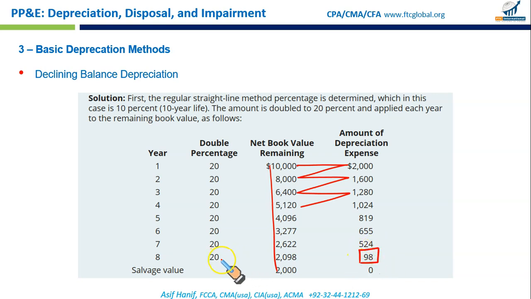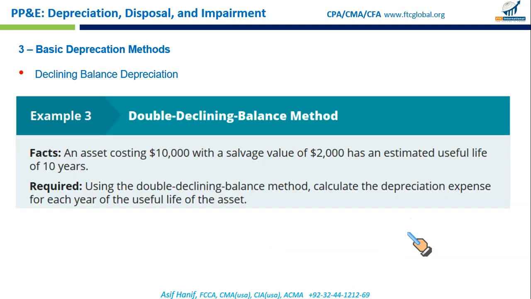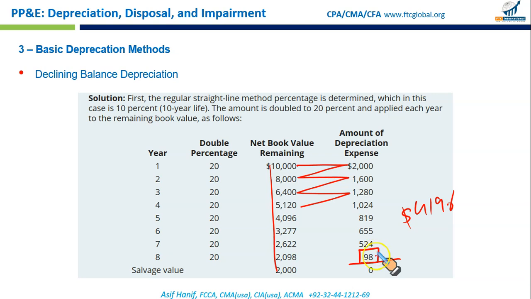Let me tell you, if you calculate 20% of 2,098, it's 419.6. We can't charge this depreciation, because if we do, then the net book value will fall below the amount that we are supposed to consider, 2,000, right? So that's why we will charge the balancing amount. If you add all these, it will total to $8,000, because we want our book value at the end of the life of the asset to be $2,000. So if you add, you will get exactly 8,000. So here the balance would be 2,000.